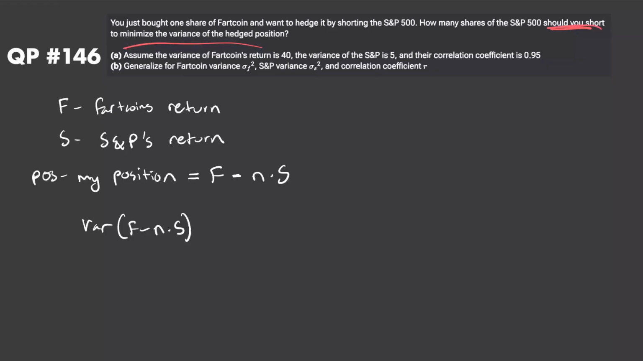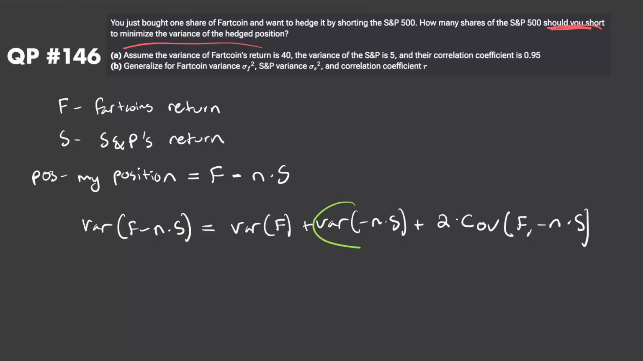So we know from QP41 that we can express this as the variance of F plus the variance of negative n times S, and then we're going to have 2 times the covariance of all of our ordered pairs. In this case, there's only one: the covariance of F and negative n times S. Now also from QP41, we can simplify this. We can pull out our constant, negative n, and square it. So we're just going to get n squared outside of this variance term. Again, just QP41 part A.